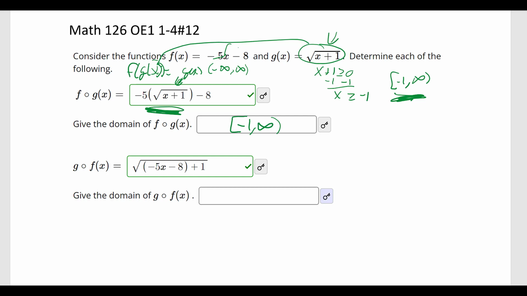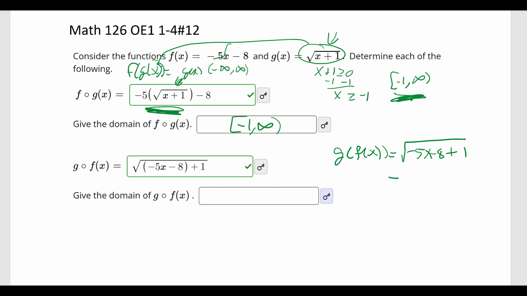In the second case, we're looking at g of f of x. So that means we're going to have g, which is the square root of this x plus 1, but instead of the x on the x plus 1, we put in this negative 5x minus 8, and then we have our plus 1. So while the negative 5x minus 8 had a domain of negative infinity to infinity, now we have this other situation where we have to look at what's under the radical, and again, what's under the radical has to be greater than or equal to 0.